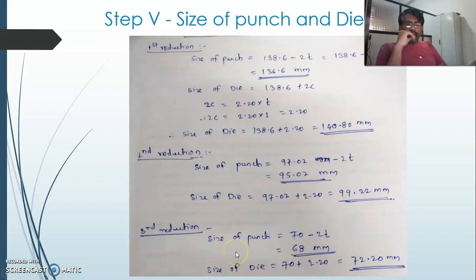For the third reduction, the size of the punch becomes the exact size which will be required, so that is 70. So 70 minus 2t, that is the clearance on the punch.